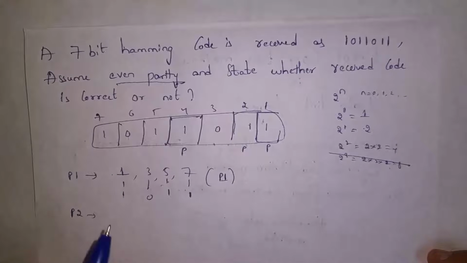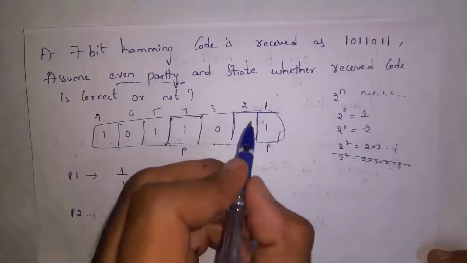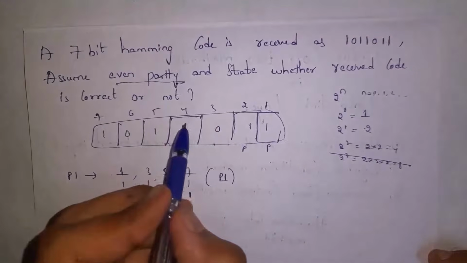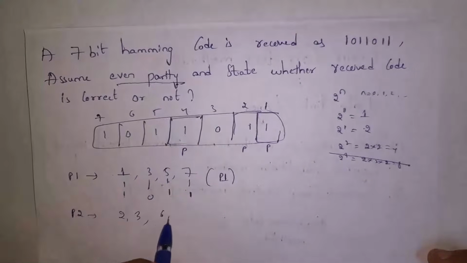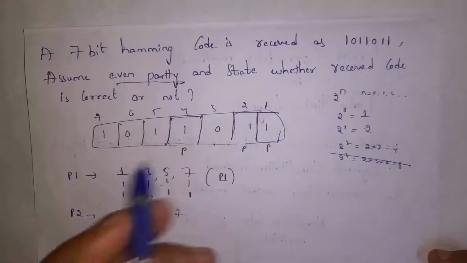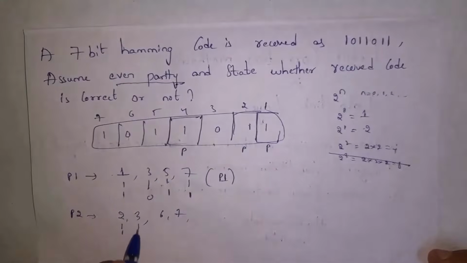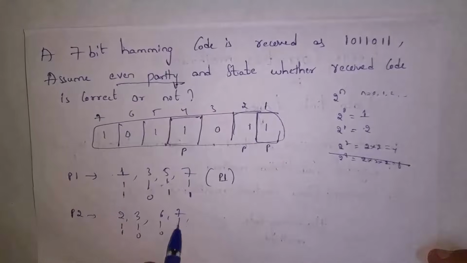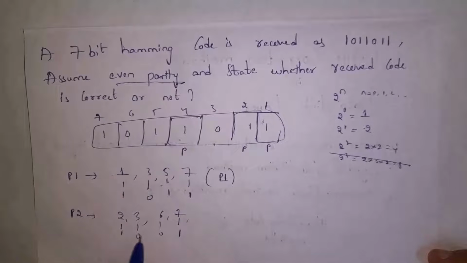P2 means take 2, skip 2 and start from 2. So starting from 2, we'll take 2 values, that is 2, 3, and we'll skip 4, 5 and take 6, 7. So position 2 value is 1, position 3 value is 0, whereas in position 6 value is 0 and in position 7 value is 1. So 1, 0, 0, 1. As there are an even number of ones, there is no error in the P2 position.